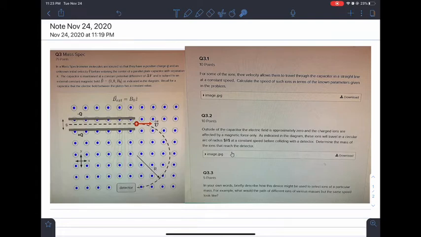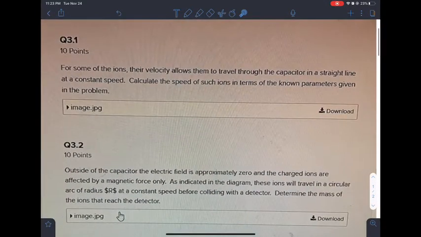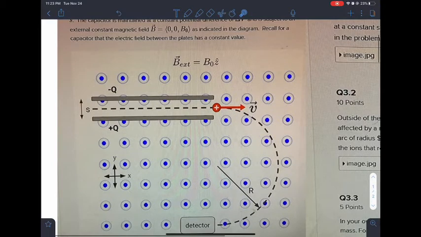Question 3 has the following question about mass spectrometry. So here, the first question involves calculating the speed of an ion so that it can pass through the capacitor in a straight line. So the first thing to take into account are the two forces that it's going to feel.